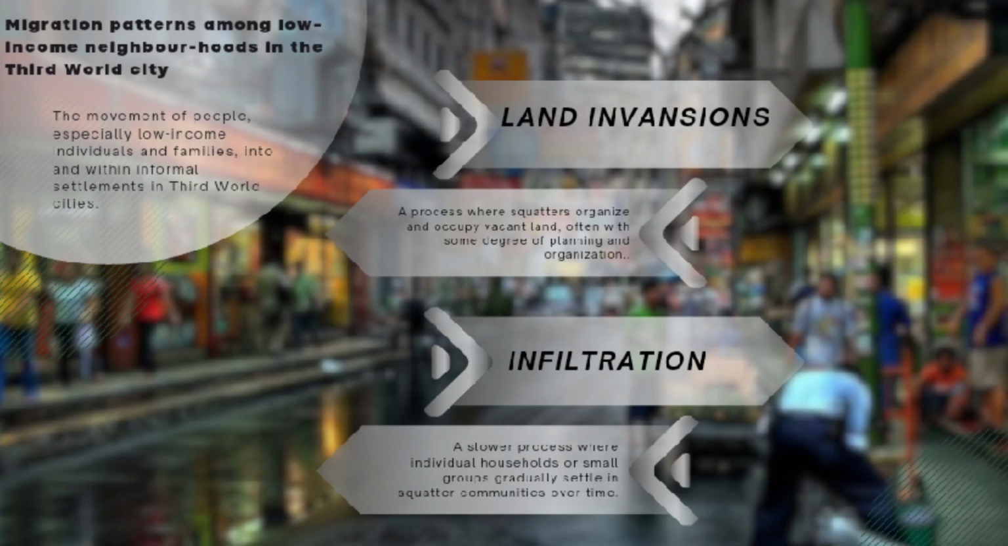So what is land invasion? So it means illegal occupying of land or any settlement of people on land without the owner of the land or without any right to settle or to occupy such land. Then infiltration, in Asian and African urban areas, a slower process of squatting is common. For example, families may start by using a piece of unused land.